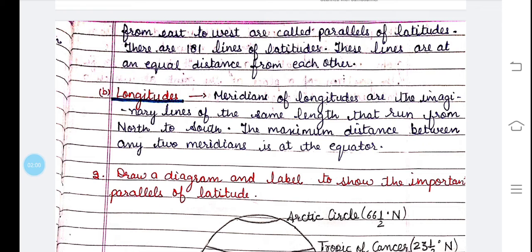Then comes longitudes. You have to define longitudes. Meridians of longitudes are the imaginary lines of the same length that run from north to south. The maximum distance between any two meridians is at the equator.